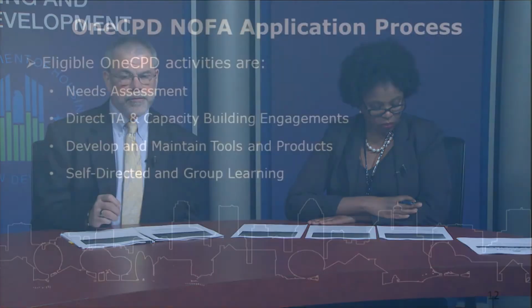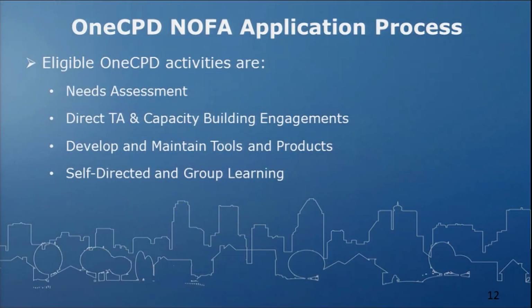Activities under the NOFA process that we're looking for. Eligible activities: needs assessment. The needs assessment of grantees will be conducted by the TA providers as prescribed by HUD. Direct TA and capacity building engagements. These also will be conducted by the TA provider upon completion of needs assessments and approved by HUD.